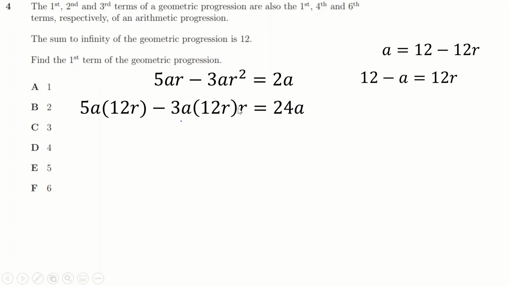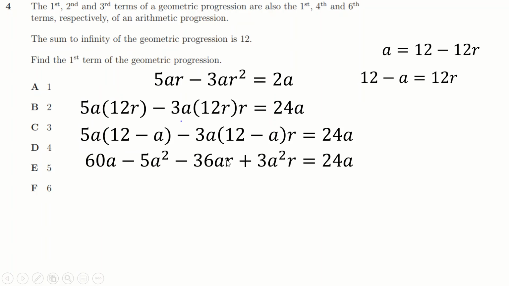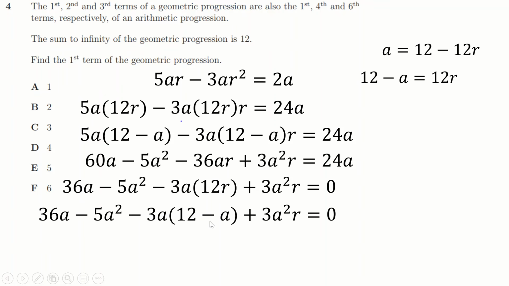I'm just going to separate out these r's. And then, of course, this times by 12 is 24a, so that's fine. But now I can shove in these 12r equals 12 minus a. I'm just going to replace those 12r's with 12 minus a. Now I can expand out. And now I'm going to carry this 24a over to the other side. And I'm also going to rewrite this as 3 lots of a times 12r, because again, that means I can shove in another copy of 12 minus a. I've also moved this 24a over to make this. And that's good. Now I can expand that out again.